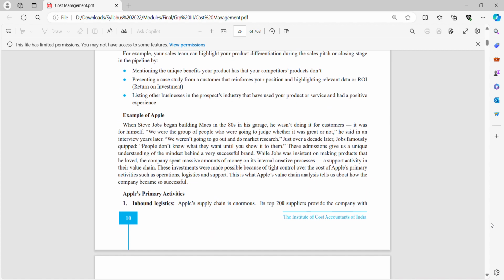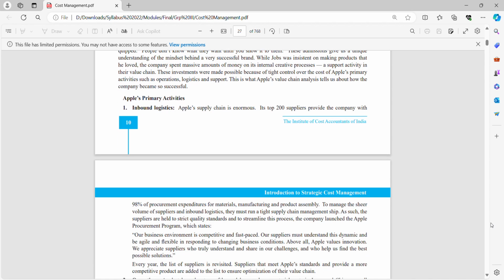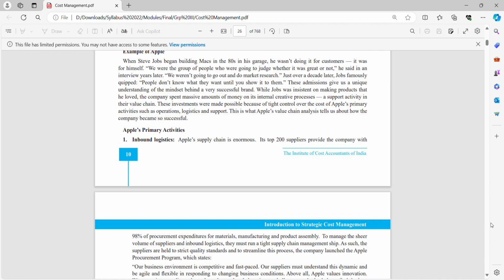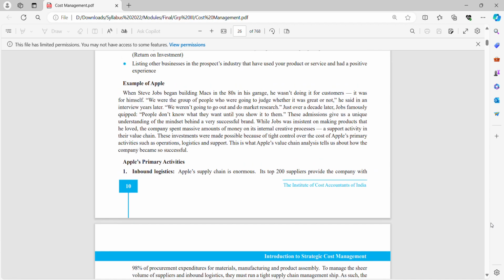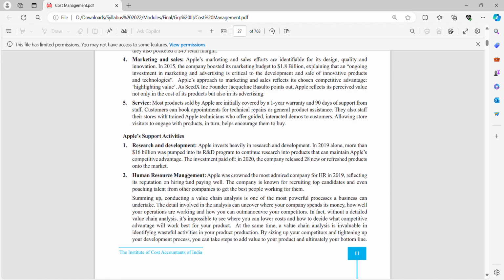A quick read. They have taken one example of Apple. That example is easy. One read would be fine. Then we have Apple's primary activities. So based on this example, they have tried to explain primary activities and secondary activities.